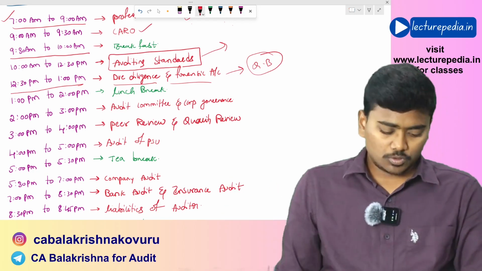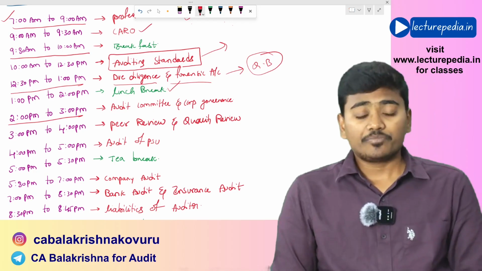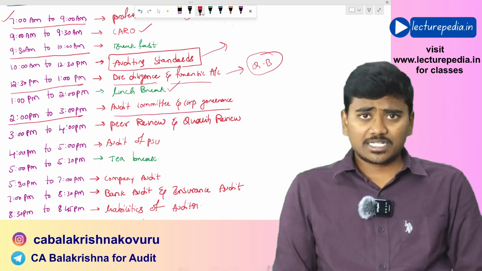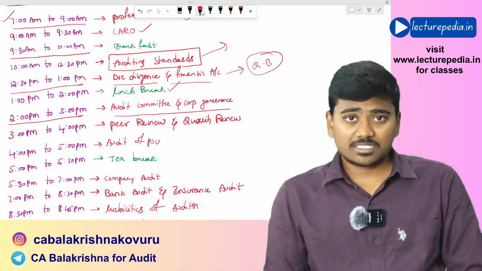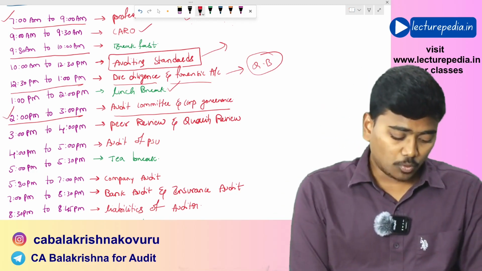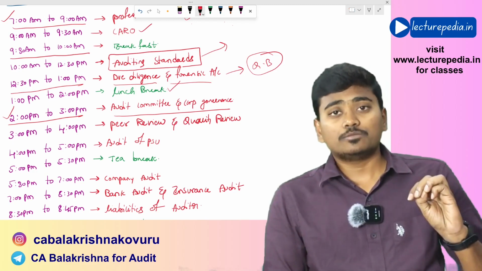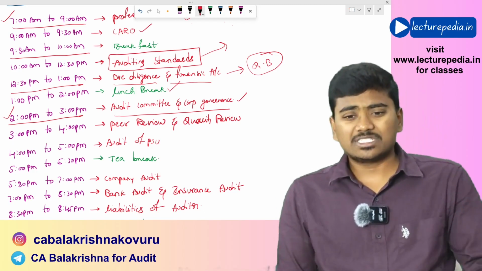Next, 1 to 2 o'clock, you can take a lunch break, and from 2 to 3 p.m. complete audit committee and corporate governance. On this audit committee and corporate governance, there is a chance of case based MCQs being asked. So I have given 1 hour for this chapter. If possible, go through the revision class for this as well, because it will help you for MCQs.